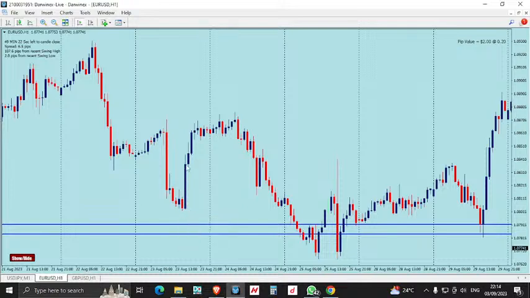Bullish behaviors are represented by the blue ones. Red represents bearish. By bullish we mean buyers. By bearish we mean sellers. That's a very important concept we need to understand.